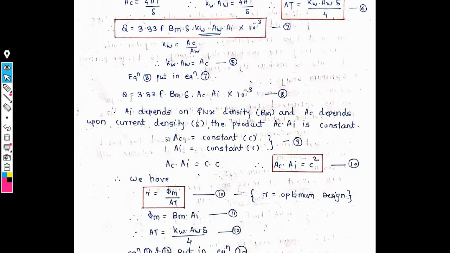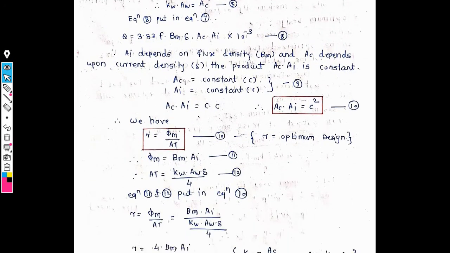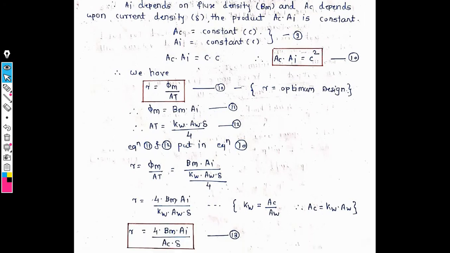That means the optimum design of the transformer is very important. Then this is the optimum design. The basic formula is R is equal to phi m upon AT, where phi m means maximum flux and AT means ampere turns. Then rearrange the equation for phi m. Phi m is equal to Bm into AI. Then we also need ampere turns. This is the formula for three-phase transformer ampere turns, and this value is the equation.